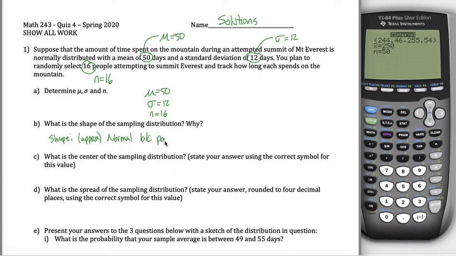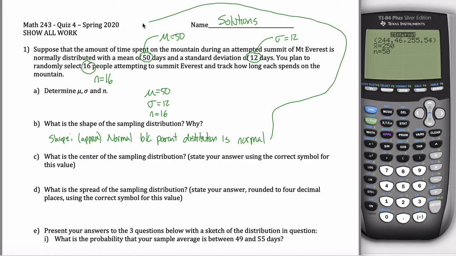So because parent distribution is normal. And just for the sake of your notes, it says that somewhere. Oh, this was a bad way to get there. Boom, got it. Normally distributed.